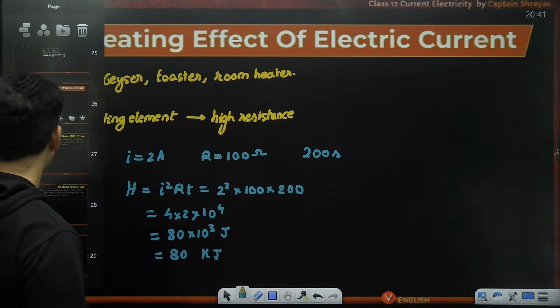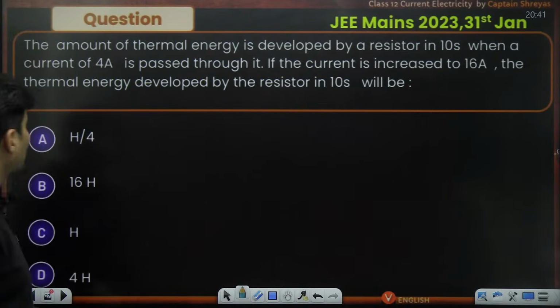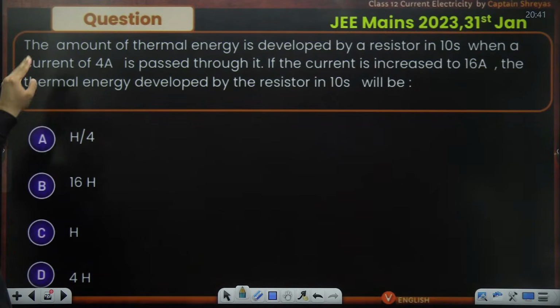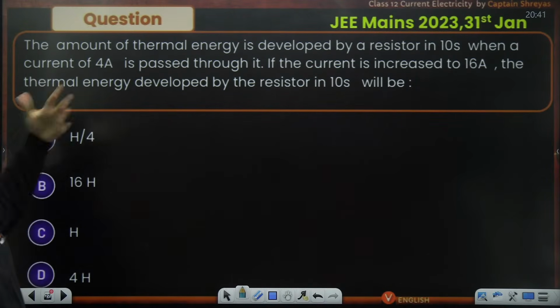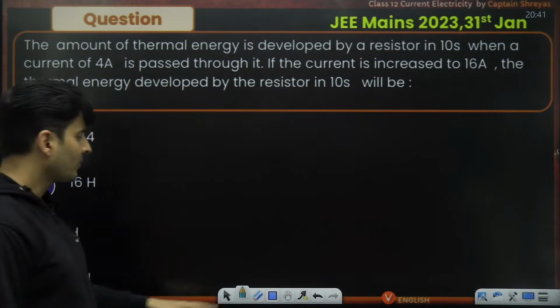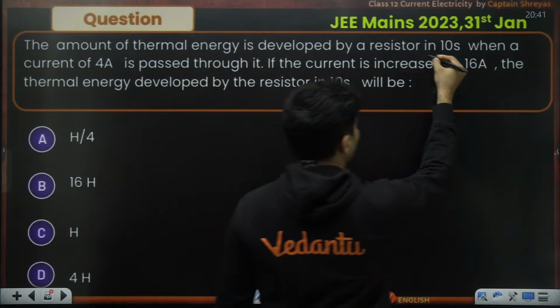Okay, so let's do some questions coming up on your screen. The amount of thermal energy which is developed by a resistor in 10 seconds when 4 amperes is passed. Now the current is increased to 16. How much energy will be developed in that same time? As you can see, the time is the same.